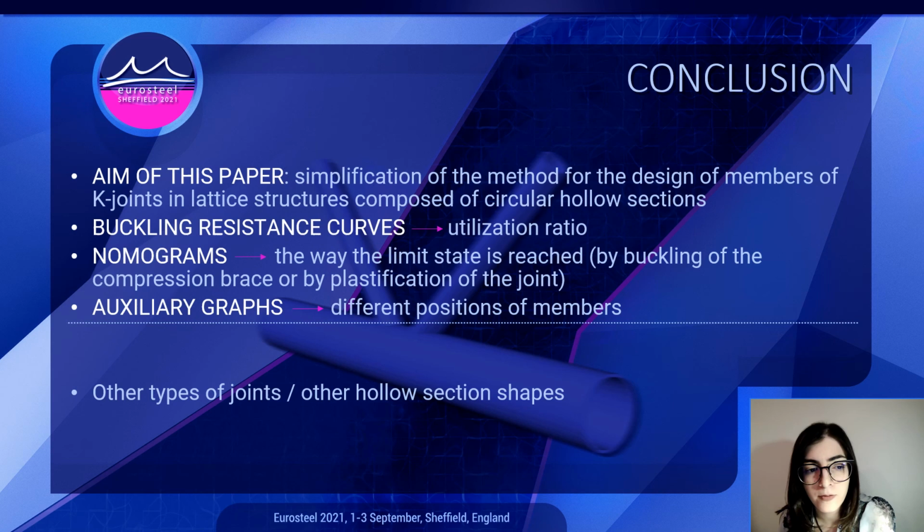At the end, if our joint isn't an ideal K-joint, or the eccentricity isn't 0, or the included angles aren't 45 degrees, or both, we can use the nomogram for the ideal K-joint along with the auxiliary graphs that take into account different positions of members. And this was only one case we discussed, but we can also construct similar nomograms for other types of joints and other hollow section shapes.